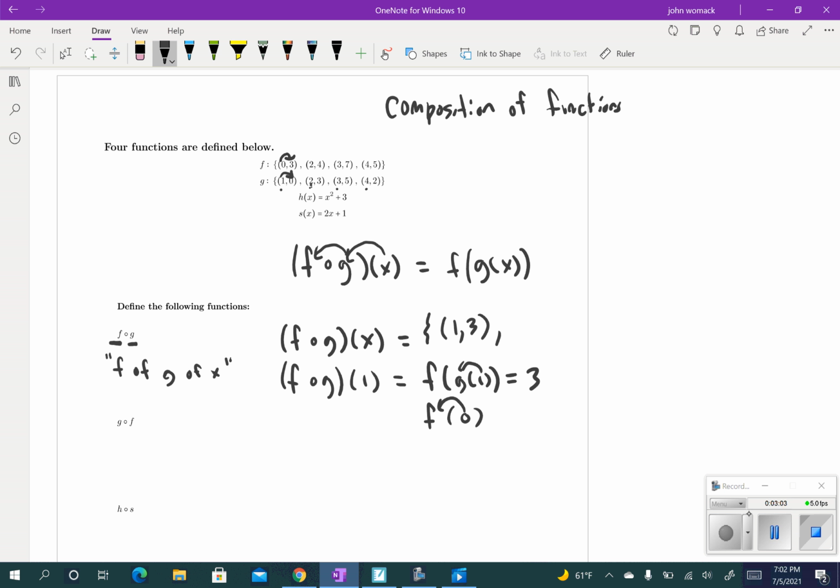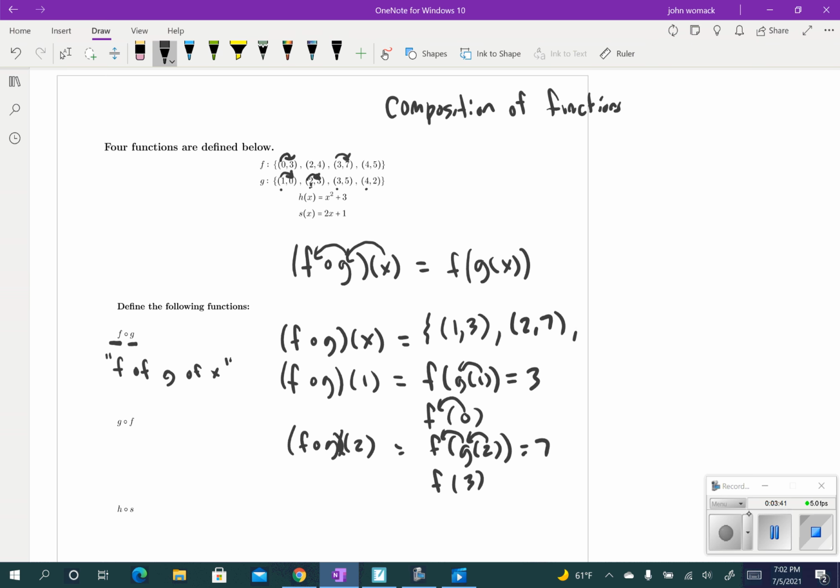Let's plug 2 in. What is f of g of 2? Again, that means I start by plugging 2 into g. Whatever answer I get back out, I plug into f. If I plug 2 into g, I get 3 back out. I take 3 and plug it into f, and I get 7 back out. So f of g of 2 is equal to 7. Come back up here, let's add that. When I put 2 in, I get 7 back out.